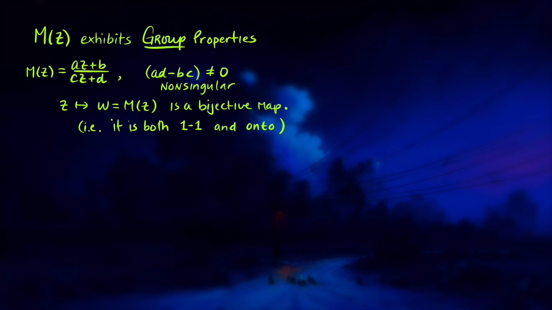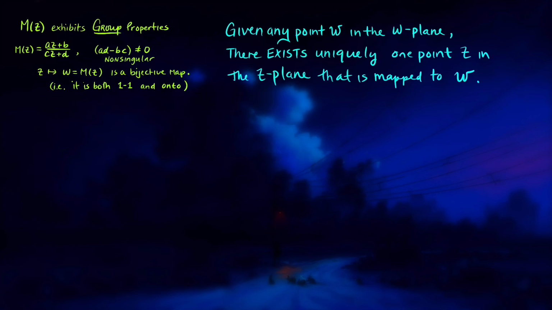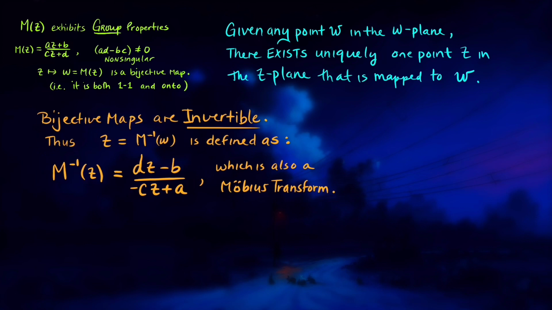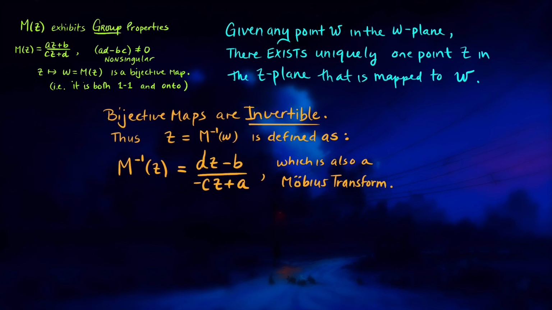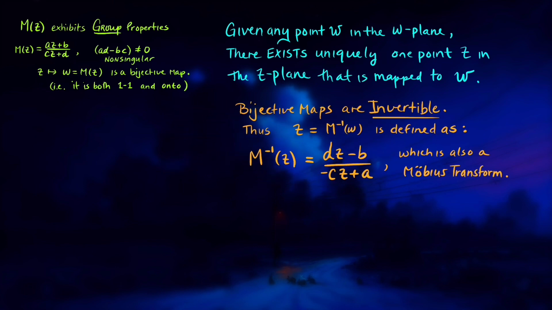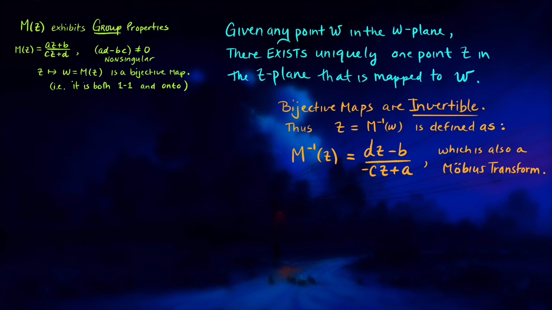Then, it is a bijective map, which means it is both one-to-one and onto. In layman's terms, that is, given any point w in the w plane, there exists uniquely one point z in the z plane that is mapped to w. And because it's a bijective map, it is invertible. That means that an inverse exists for it. And here's the inverse. M raised to the negative 1 power is the notation we use for the inverse. One can check that this is in fact the inverse by composing it with the original Mobius transformation to get the identity.